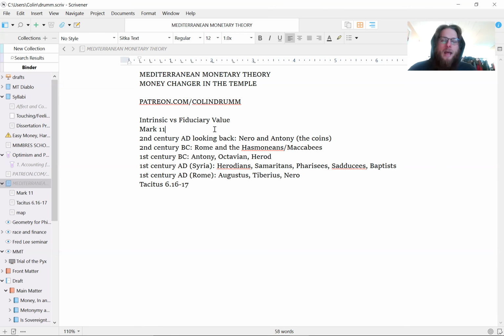So none of the coins that we're thinking about are pure tokens, but also none of them have a value that is strictly identical to the intrinsic value. We're going to get into more detail about that in just a second.